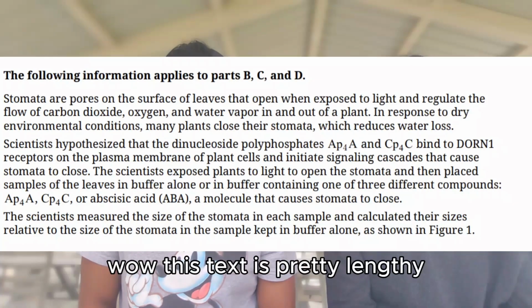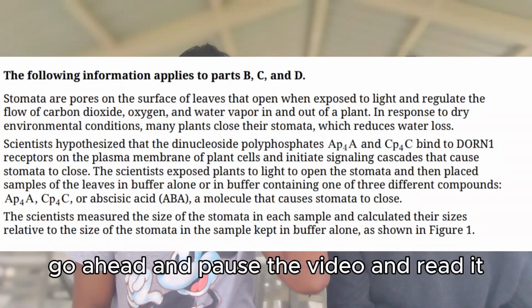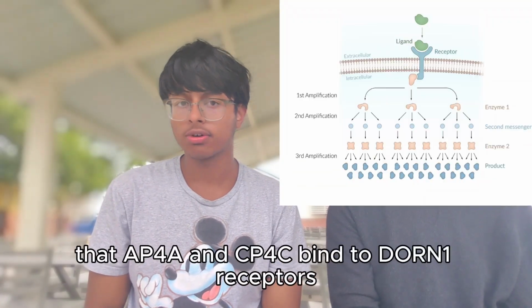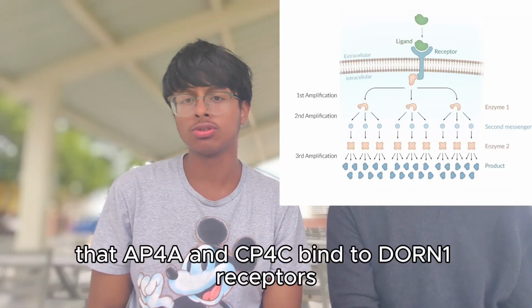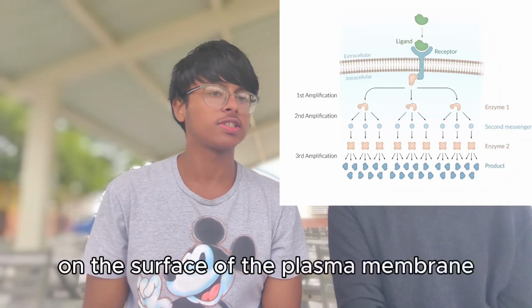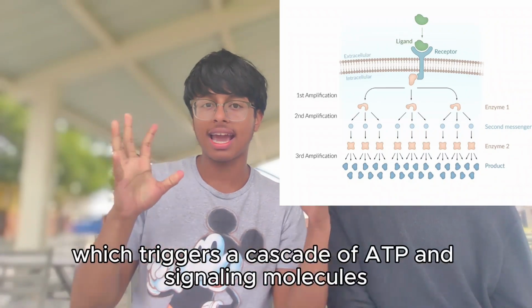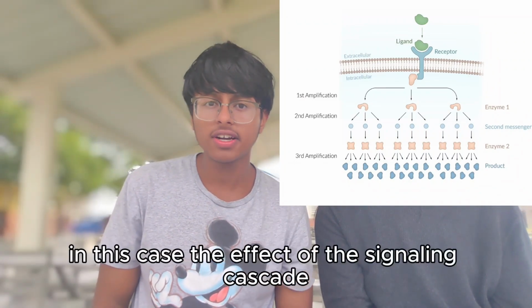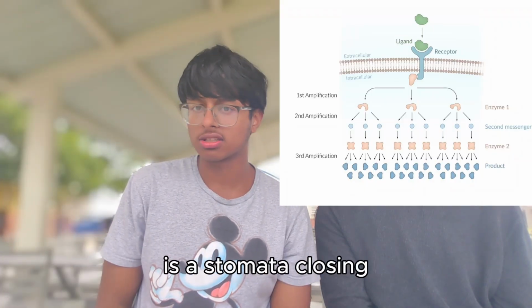Wow, this text is pretty lengthy. Go ahead and pause the video and read it. I'll skip the text. So we know from the text that AP4A and CP4C bind to DORN1 receptors on the surface of the plasma membrane, which triggers a cascade of ATP and signaling molecules. In this case, the effect of this signaling cascade is stomata closing.